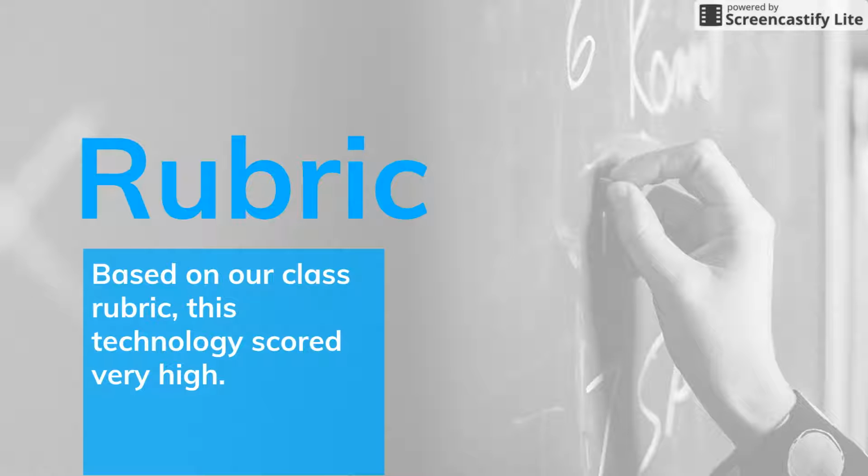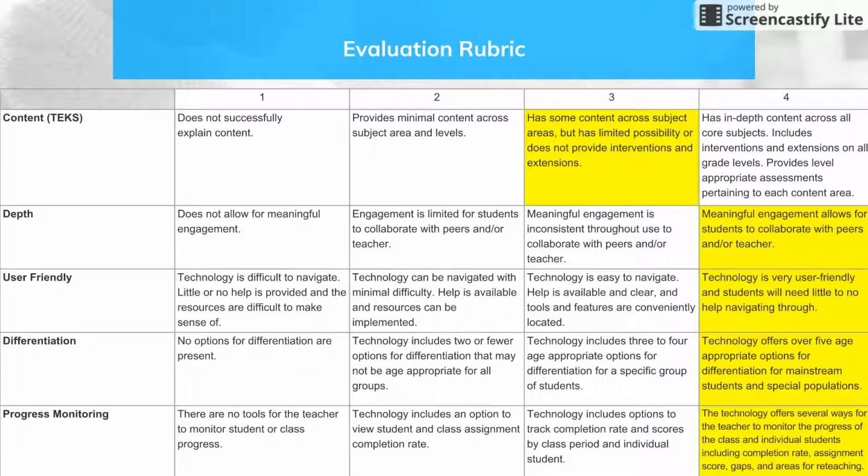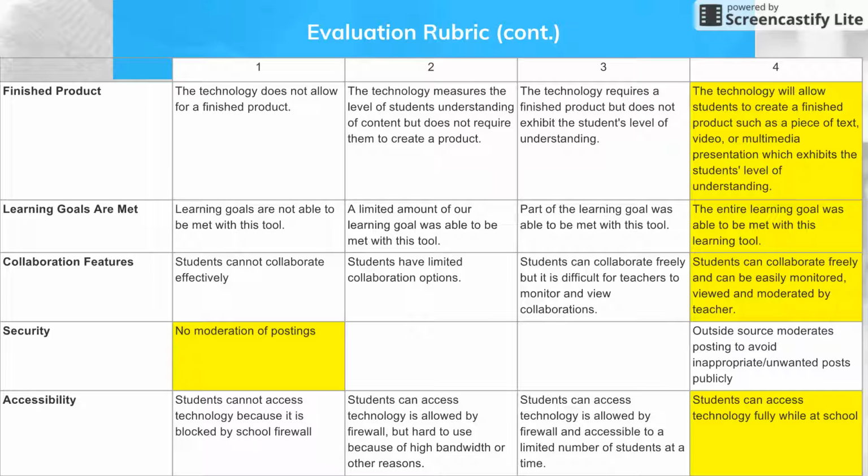So when we look at the rubric, based on our class rubric, this technology scored very high. For content or the TEKS, I scored it a 3 just because when we look at number 4, it does not provide level appropriate assessments pertaining to each content area. Everything else from depth to user-friendly, differentiation, progress monitoring, it meets all of those requirements there. Same thing for the finished product, learning goals, collaboration, and accessibility.